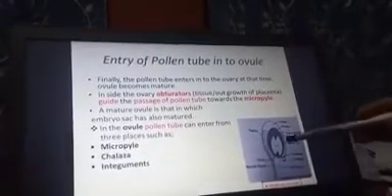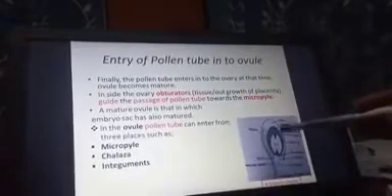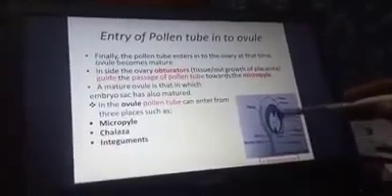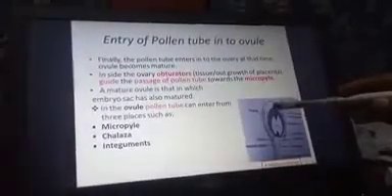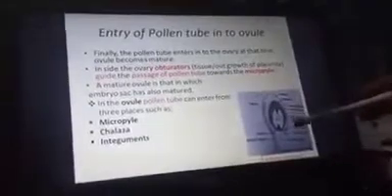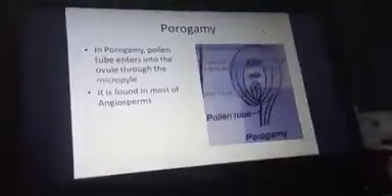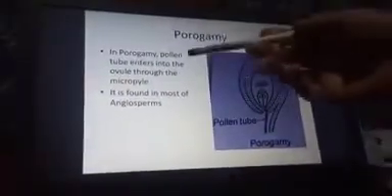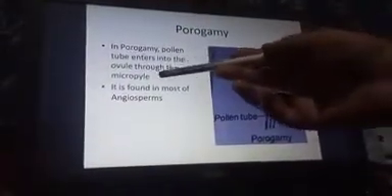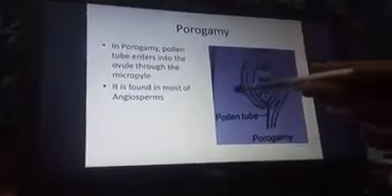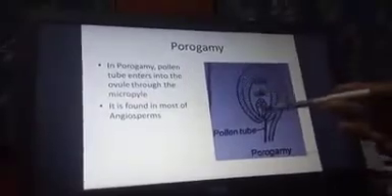In the ovule, the pollen tube can enter at three places: this one, micropylar; that one, the chalaza point; or through any integument. Now, it is known as porogamy when the pollen tube enters into the ovule through the micropyle. It is found in most of the angiosperms.